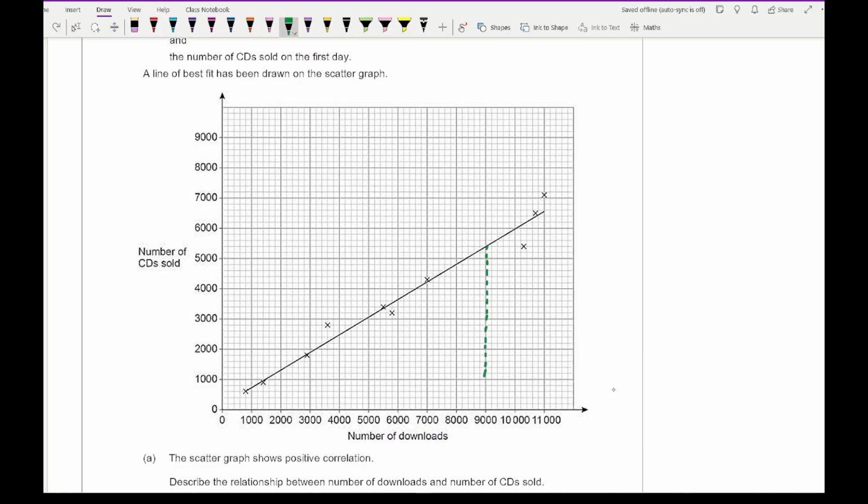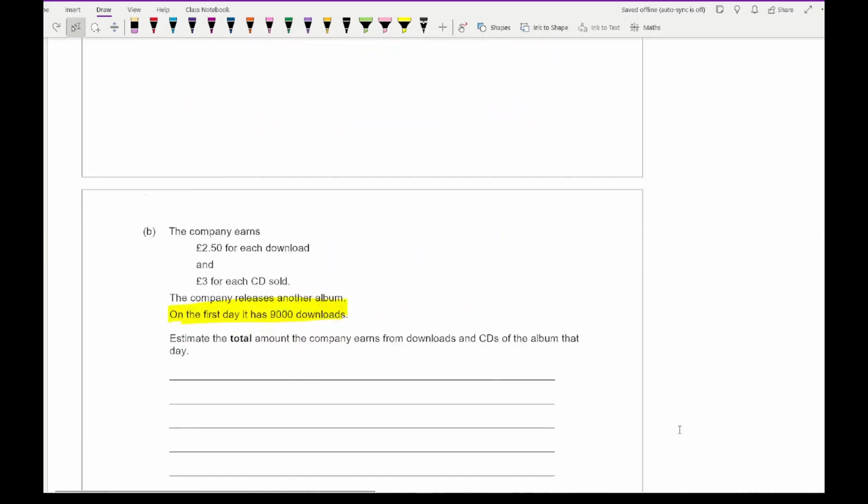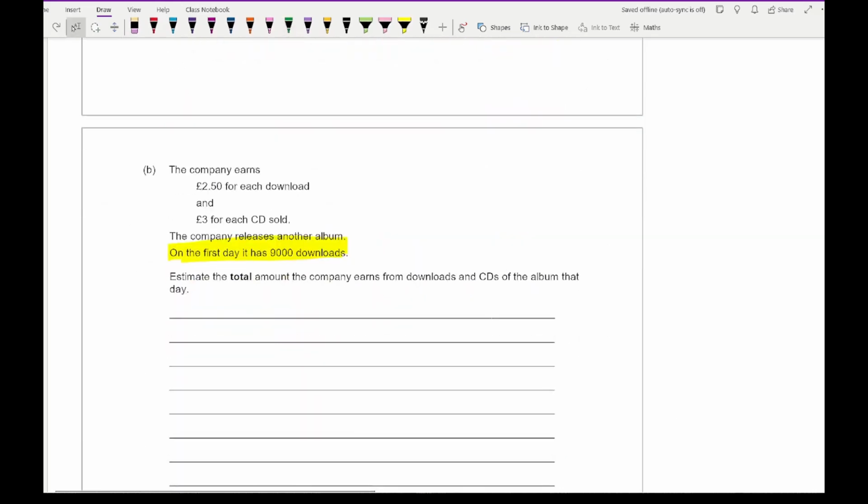Now using our line of best fit, we can then estimate the number of CDs sold, which if you do it accurately comes out to be around 5,400. So then looking at the data that we've been given, we've got £2.50 for each download. Well, that's going to be £2.50 multiplied by 9,000. And then we've got £3 for each CD. Well, we're estimating that there's going to be 5,400. So all that's left for me to then do is work out the amounts for each of those elements.